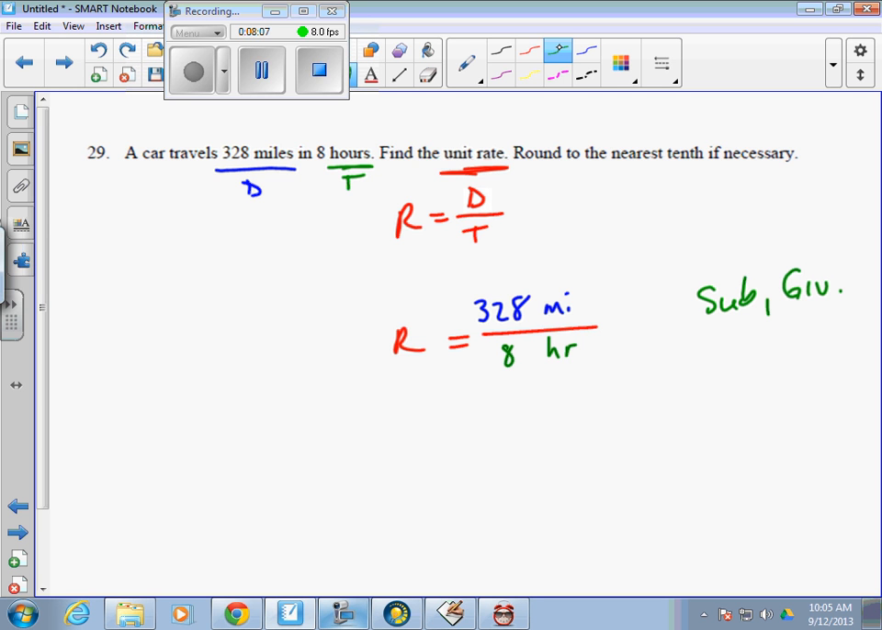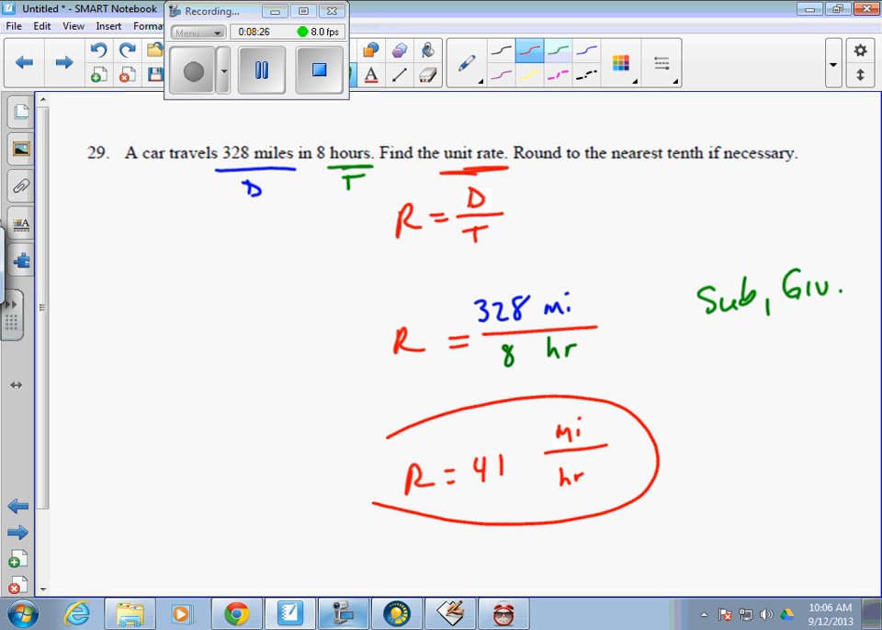So now we have rate equals 328 divided by 8. It's miles per hour. They're not going to cancel each other out, but that makes sense for a rate because speed is miles per hour. 8 goes into 32 4 times, and it goes into 8 1 time. So the rate, when you divide it, is 41 miles per hour. And all that was division, because of order of operations.